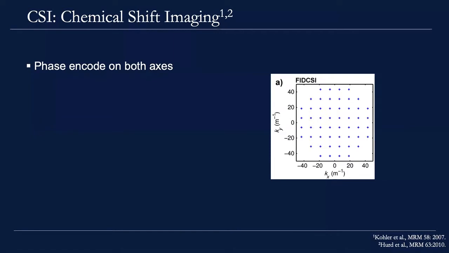So 2D CSI or FID CSI is just chemical shift imaging, right? And this is, I'd say, the oldest and most basic of pulse sequences. What you're doing here is phase encoding on both X and Y, so both axes at once, to encode your data. So you have phase encodes on X and Y, and then you turn your A to D converter on and you acquire an FID for each point in k-space.